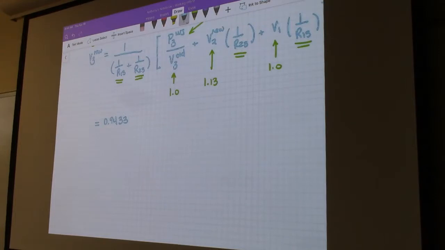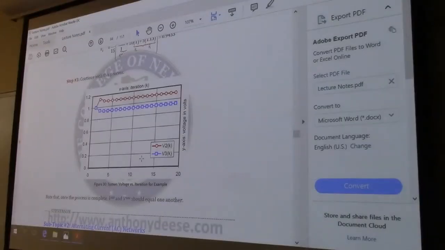And so we continue with this process. You can do it in Excel or whatever, and you end up with something that looks like this. You can see that for the first iteration, the red is V2. For the first iteration, it jumps up to 1.13. And then in the second iteration, which we're not going to do by hand, it actually comes back down and settles on a value, I guess, closer to like 1.08, 1.09.